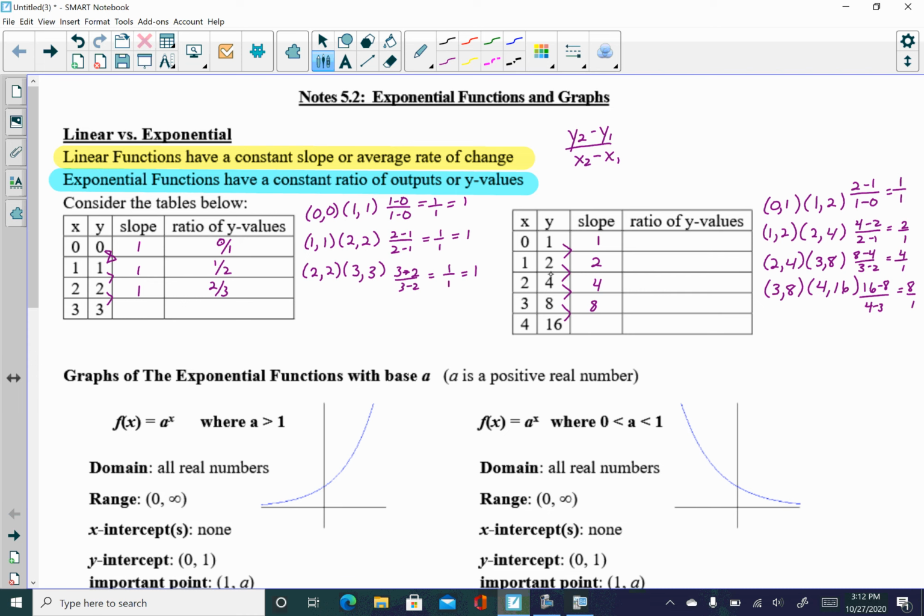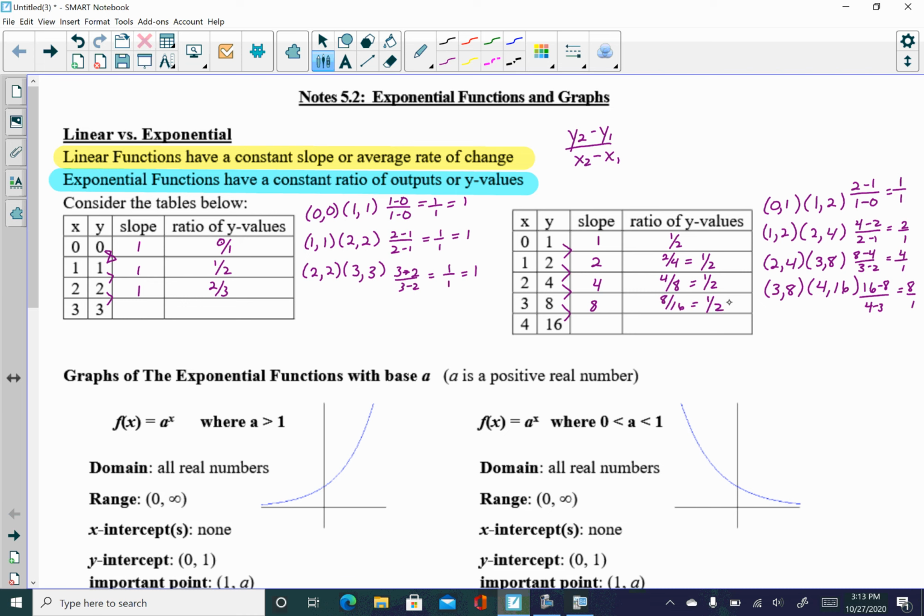But look at the ratio of your y values. From top to bottom here, the top one would be 1 over 2. The next one would be 2 over 4. But what does that reduce to? 1/2. Look at the next one. You have 4 over 8. But what does that reduce to? Another 1/2. And the last one, 8 over 16, also reduces to 1/2.